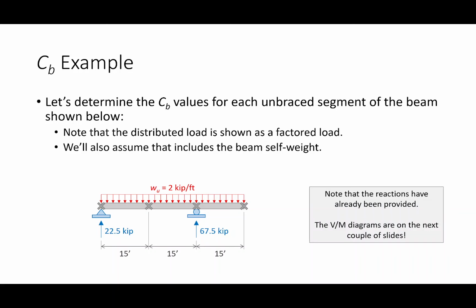Okay? So I'm giving you a beam, and this beam is 45 foot long. What is LB for this beam? 15 feet. That's the distance between braces. Now, I could have this segment be 20 and this be 10. There's nothing stopping that. But for the sake of discussion, every segment has an unbraced length of 15 feet. Now, I've given you that this beam has a distributed load of 2 kips per foot. We're going to assume that the loads are already factored, and that factored load also includes the beam self-weight. So we don't have to worry about the load factoring or anything like that. All that's taken care of.